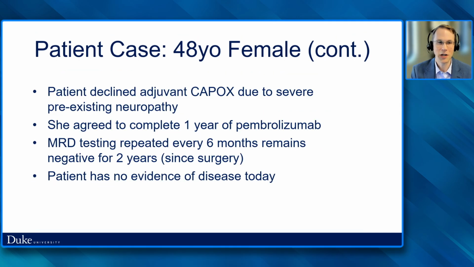So now we're talking about, do we give chemo? Or what do we do with that pembro? Our initial plan was to give CAPOX because it was not clear to me whether this was immunotherapy resistant disease. She declined the adjuvant CAPOX because she was uncomfortable with it with some pre-existing neuropathy. And she agreed to continue 1 year of pembrolizumab. Her MRD was negative after surgery and has not turned positive now 2 years after that surgery for recurrent disease. And she is living her life.